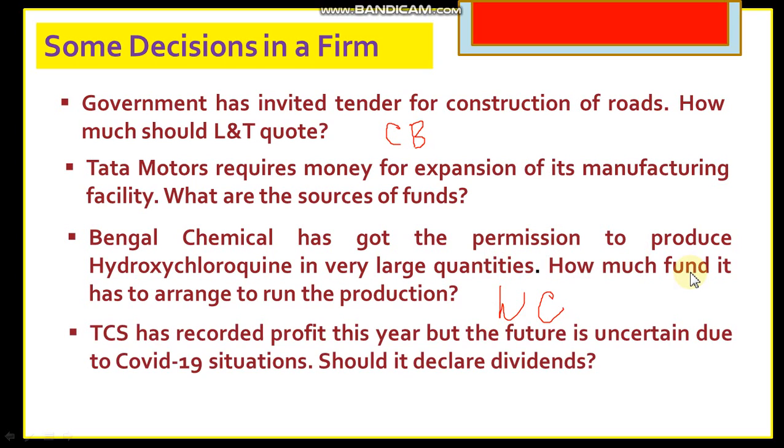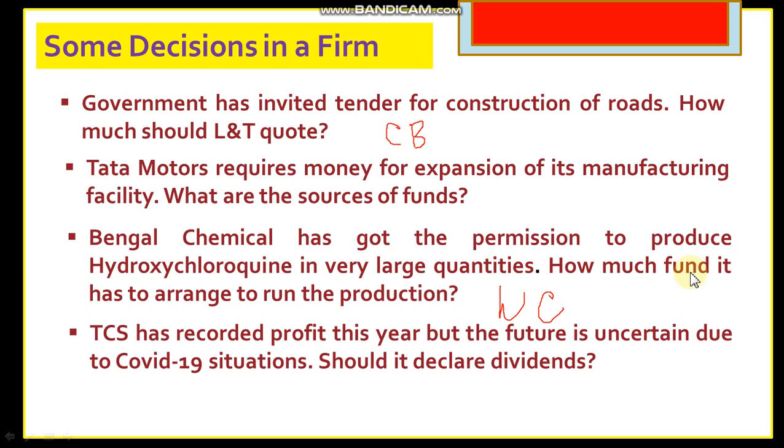Let us consider another example. Suppose TCS has reported, it has just come into the news this quarter, TCS has reported for the year ended March, the last quarter, a huge profit. The profit was even more than the similar quarter in the last year, but its future is uncertain due to this COVID-19 situation. Should it declare a dividend? What is a dividend? It's a share of profit. When you earn profit, then the owners of the company should get the dividend.